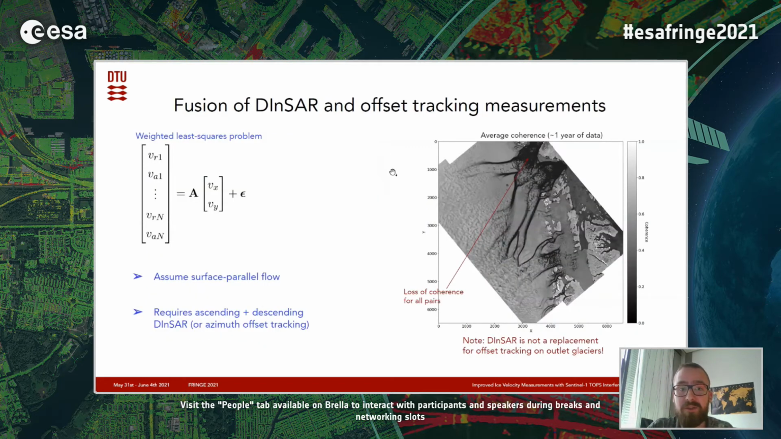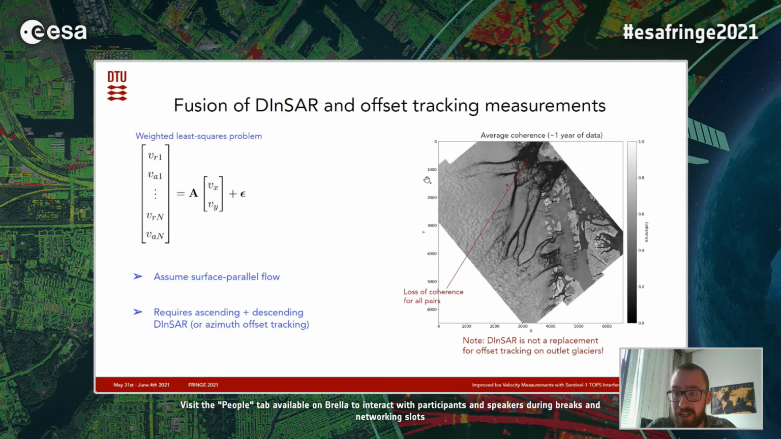So finally, once you have your tensor measurements and your offset tracking measurements, those can be combined or fused in a weighted least squares problem. And in that problem, we assume surface parallel flow, as was also described, I think, by Jeremy earlier. And of course, if we want our measurements to be only based on tensor, which also Thomas described, we need these crossing orbits. We need both ascending and descending orbits, of course. Otherwise, we'll have to rely on azimuth offset tracking.